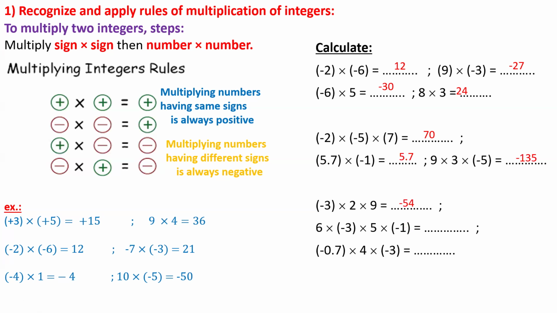Now I have 6 times negative 3 times 5 times negative 1. How many negatives do I have? I have 2 negatives. 2 is even, so my answer will be positive, and I multiply all the numbers. Finally, I also have 2 negatives. Then, since 2 is even, my answer will be positive, and I multiply the three numbers together. These are the rules of multiplication of integers or signed numbers.